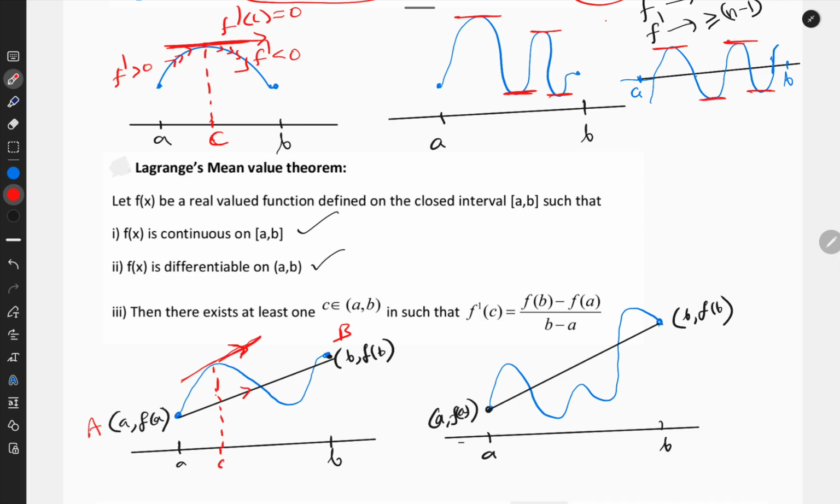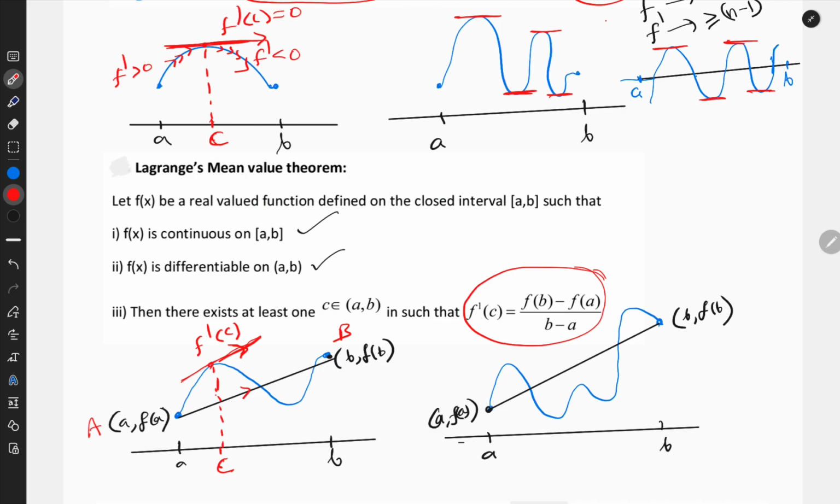such that the tangent at that point is parallel to the line joining these 2 points a and b. That means ab is a chord, so this will be a tangent parallel to one of the chords, that ab. So what is this? This is the derivative, the slope of the tangent at the point c, which is parallel to the line joining ab. Then what is the slope of the line joining ab? y2 minus y1 by x2 minus x1, that is f of b minus f of a by b minus a.